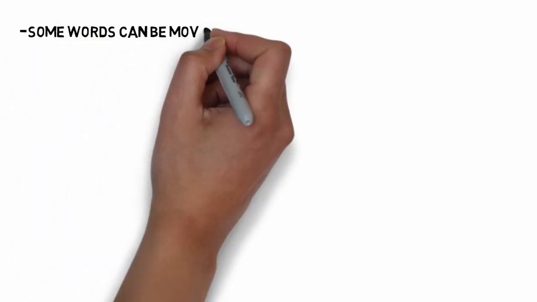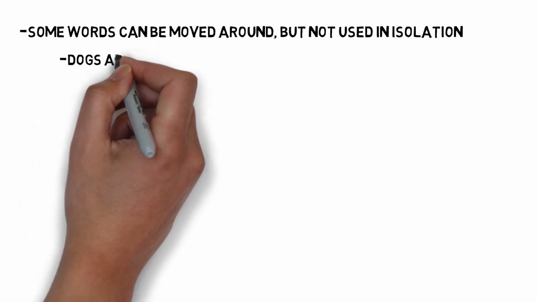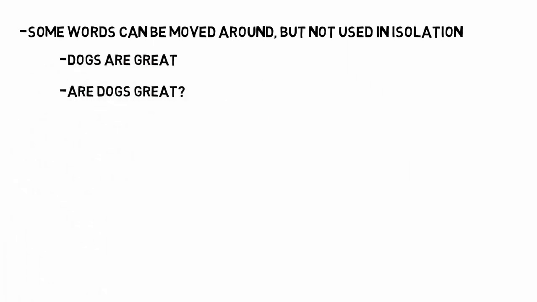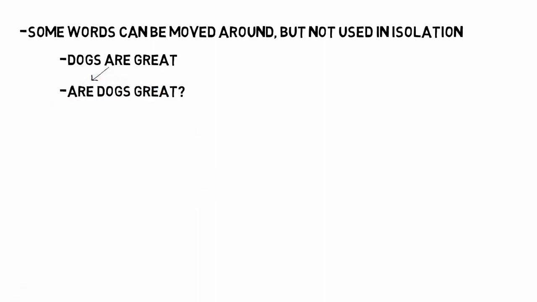Some words can be moved around, like we've seen, but they aren't used in isolation. These are often called grammatical words, things like are, is, be, were, etc. So, the word are can move around between the sentences "dogs are great" and "are dogs great?" But we don't really have a whole lot of meaning if we just say are by itself. If you go up to someone and say are, the first thing that'll pop into their mind is probably that you're a pirate.